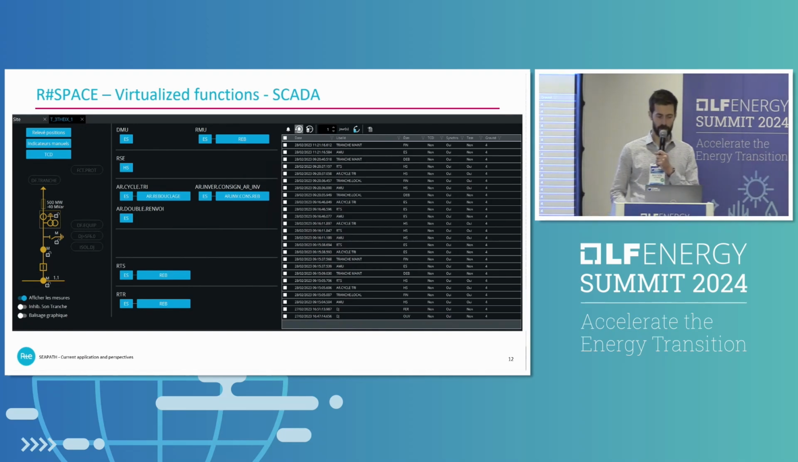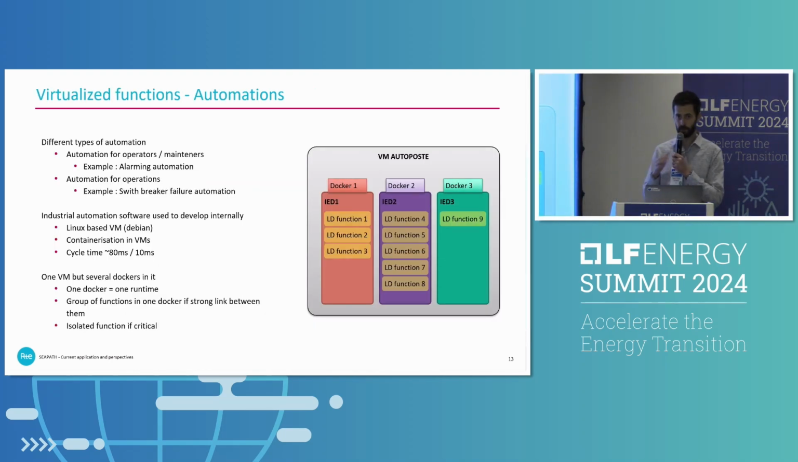We have another view. It's the bay view. If you want to get more in detail, we can. The second function we virtualized is the automation. Here we have two examples.